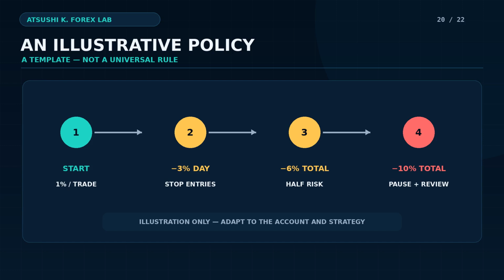Here is an example structure, not a recommendation for every account. Risk 1% per trade, stop new entries after a 3% daily equity decline, cut risk in half after a 6% total decline, and pause for review at 10%. Resume only after execution is normal, the strategy still matches its tested behavior, and the restart conditions are documented. The exact numbers must fit the strategy, leverage, broker, capital, and the trader's tolerance. The important feature is the order. Define the response before the drawdown, not during it.